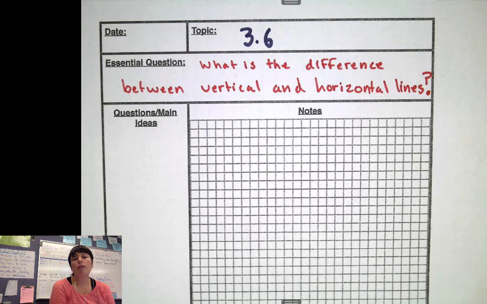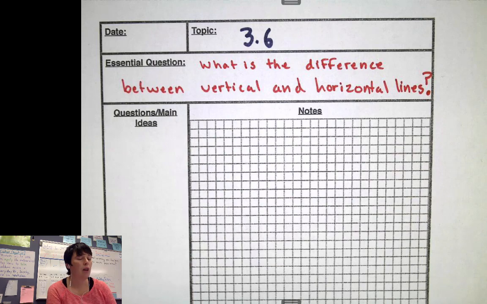Hi guys, we're going to do another chapter 3 video, and you may or may not be watching this when you're in chapter 3 in our class. You might be going back and doing some review, which is kind of what this video is. And the essential question is, what is the difference between vertical and horizontal slopes?